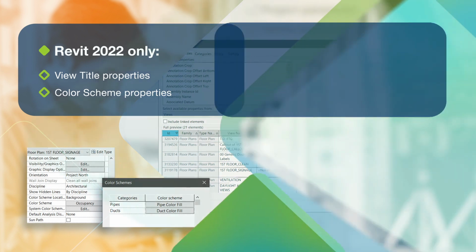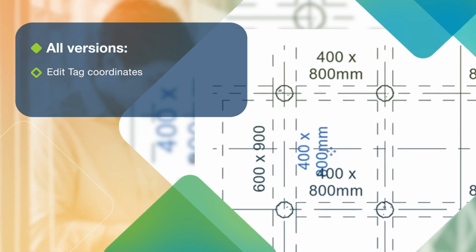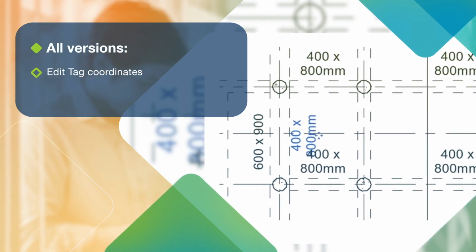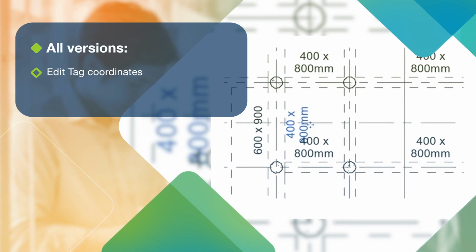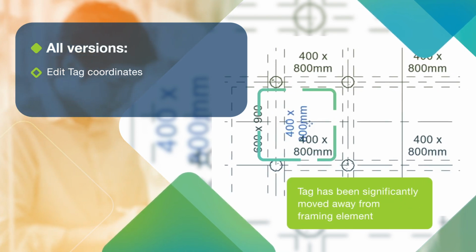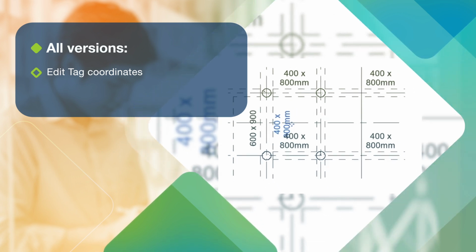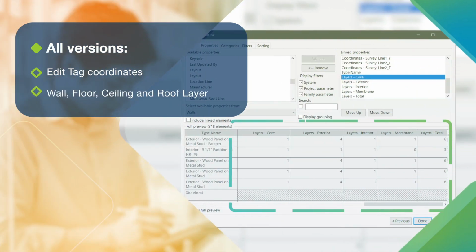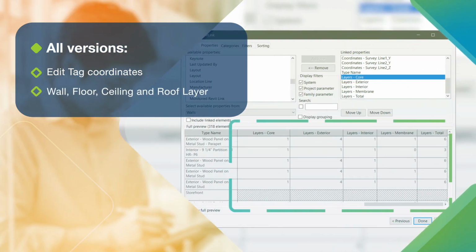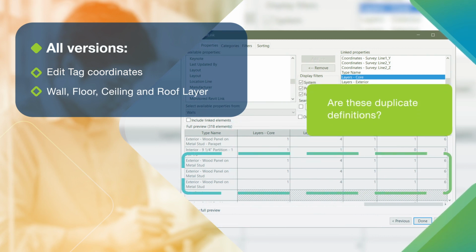For all Revit versions, we've added the ability to edit and review tag coordinates, such as the tagged head position plus the tagged element coordinate point. This allows you to easily review if tags have been significantly moved from the centroid of the tagged element. We've also added 5 new properties to allow you to review compound wall, floor, ceiling, and roof layers, enabling you to QC your system families to identify definitions that may be similar or duplicates.